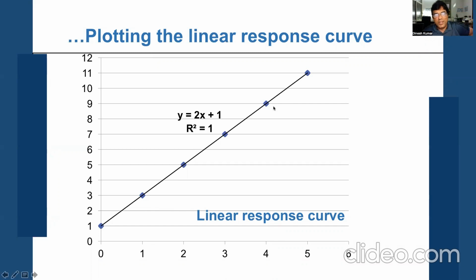Is it clear to you? The regression coefficient, from this picture?